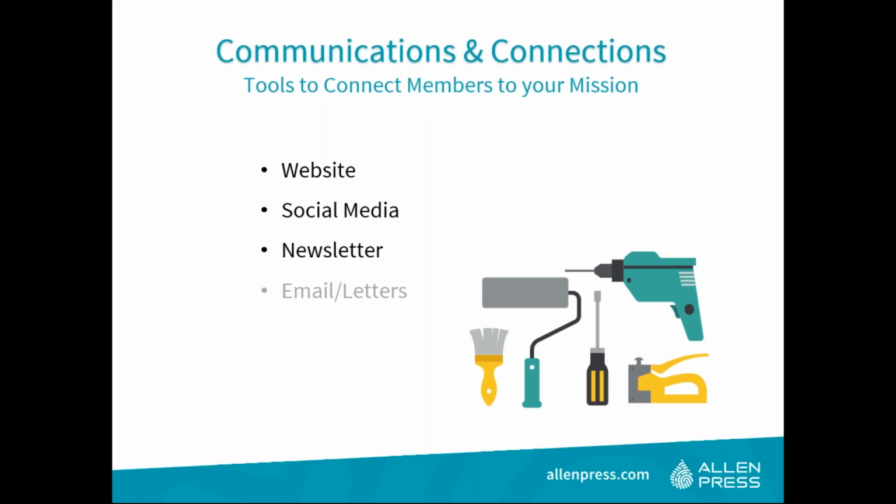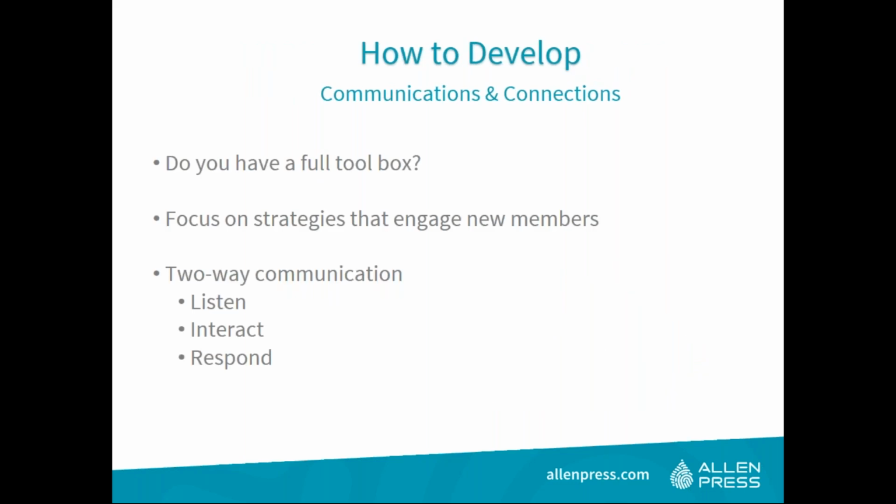And then finally, there's the emails and letters, an important tool in your toolbox because this is your action items. When you send out that blast email, you're telling the member it's time to renew your membership. Please sign up for the annual meeting. Please write your congressman about this important issue. You're trying to prompt action with this tool in the toolbox. If you have all these tools and you're using them wisely, you have a comprehensive communication system for your association.